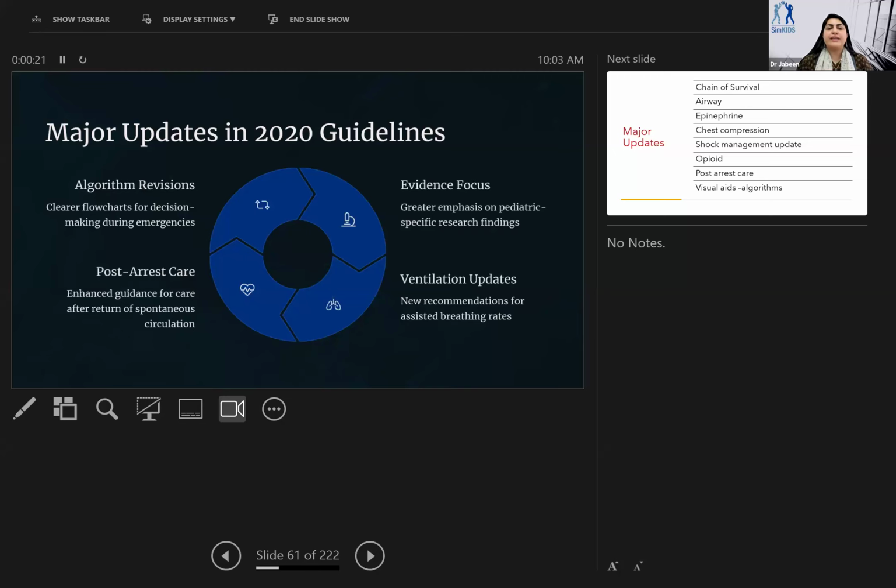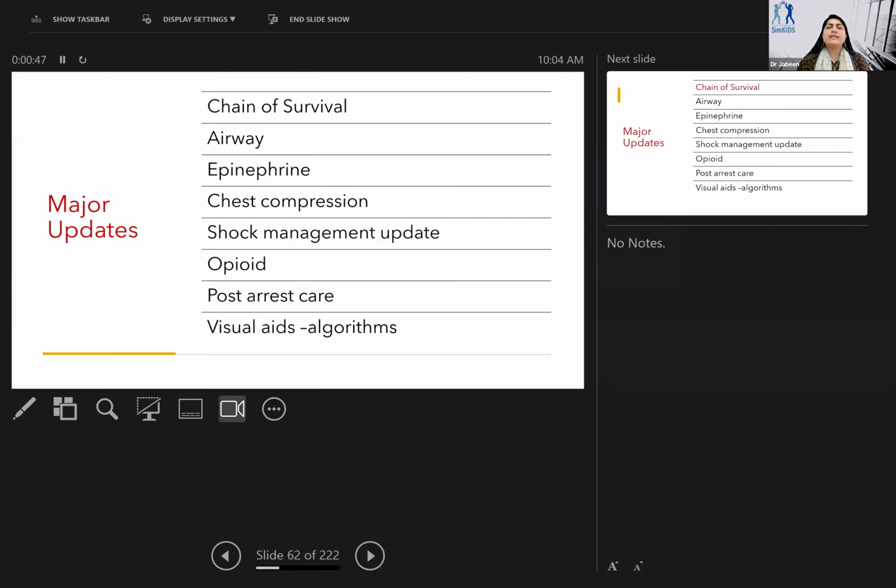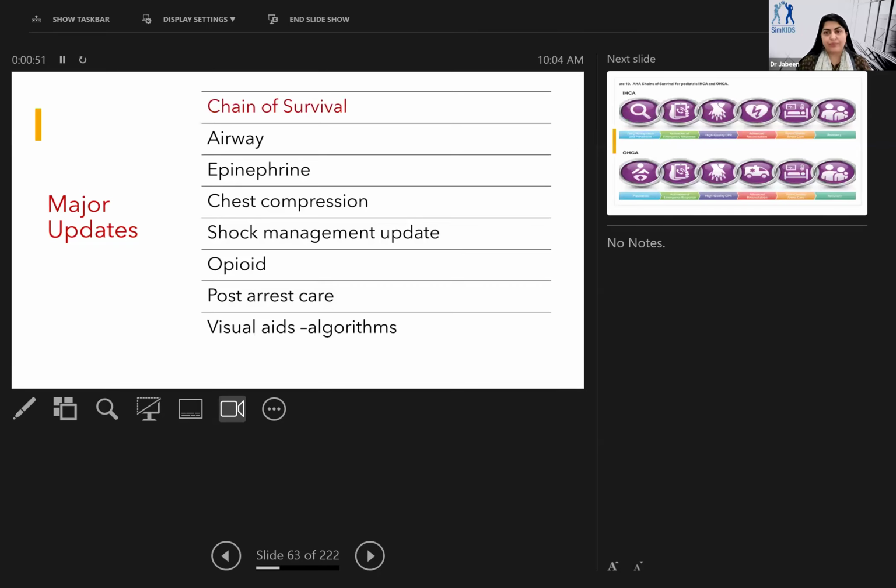There are four major things that happened. They made algorithmic revisions. They made shock management and cardiac management more evidence focused. They put an emphasis on the chain of survival as well as post cardiac arrest care, and there were some ventilation or airway updates.